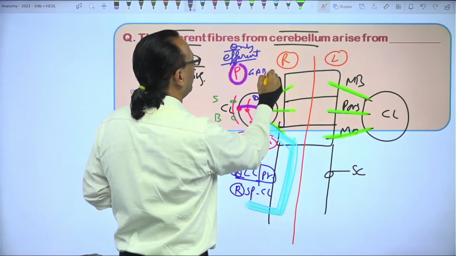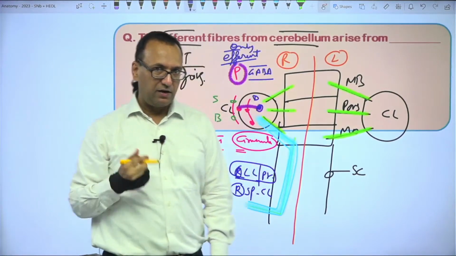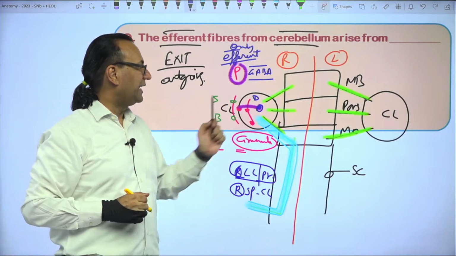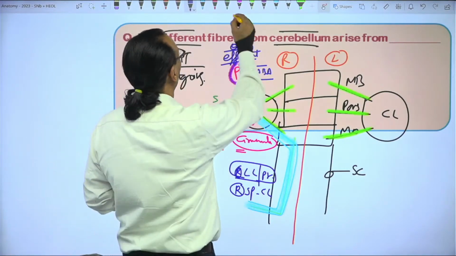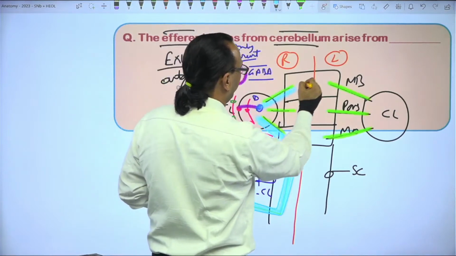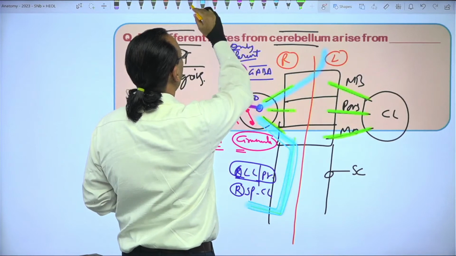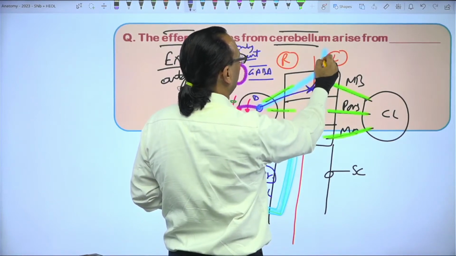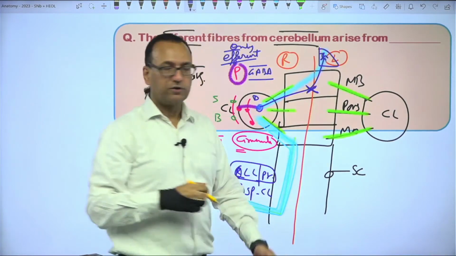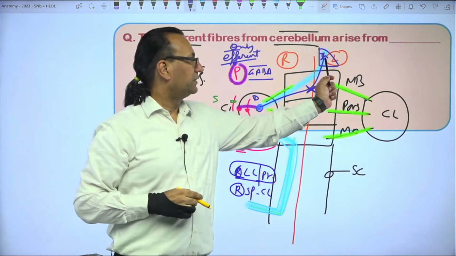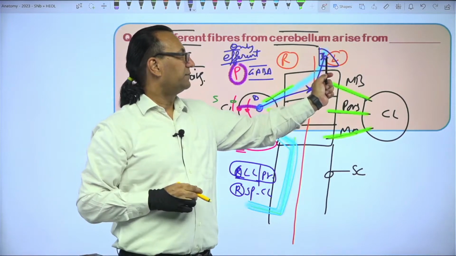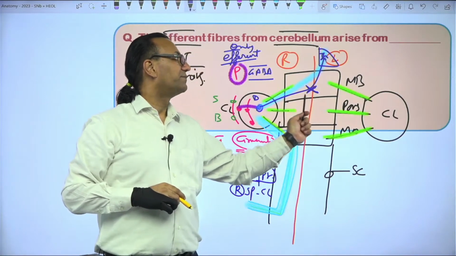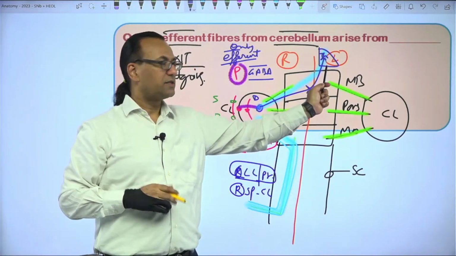The Purkinje cell uses GABA, gamma aminobutyric acid, which is an inhibitory neurotransmitter, on the dentate nucleus. From the dentate nucleus, as already discussed, the dentatothalamic tract crosses the midline at the level of inferior colliculus in the midbrain and goes to the contralateral thalamus. The superior cerebellar peduncle decussates at lower midbrain and reaches the contralateral thalamus.